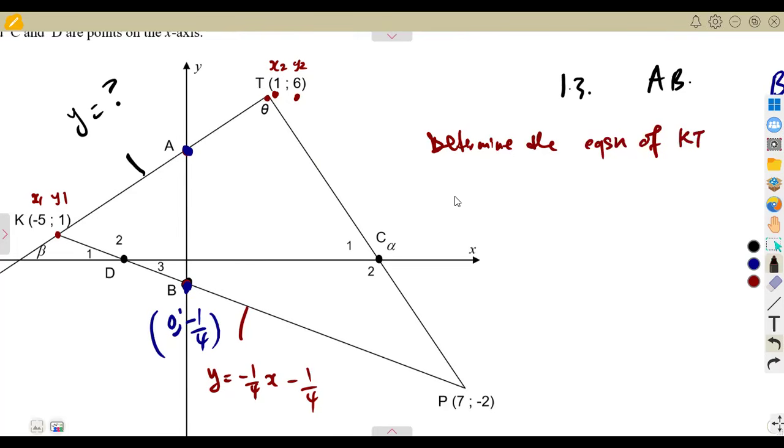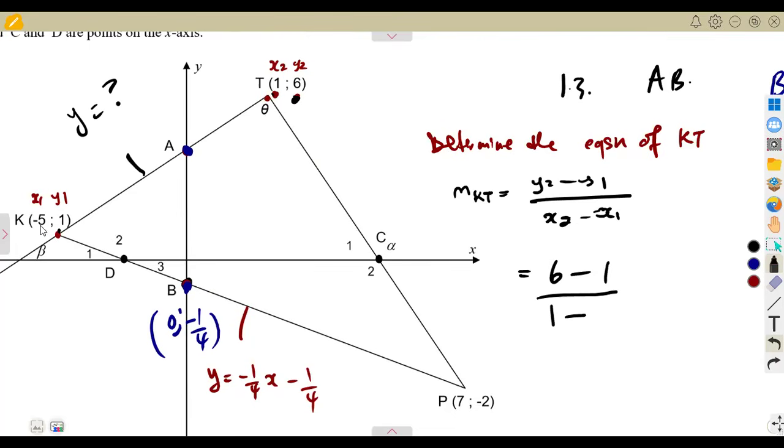So to have the equation of line KT, as usual, you're going to need the gradient of KT, which is from the change in y over the change in x concept. We are just going to substitute y2. Already we indicated our points before. So y2 is 6 minus y1, which is 1, over x2, which is 1, minus x1, which is minus 5. So it's 1 minus 5. This is what you are going to have as the gradient of the line KT, and that gives us 5 over 6 if you use your calculator properly.